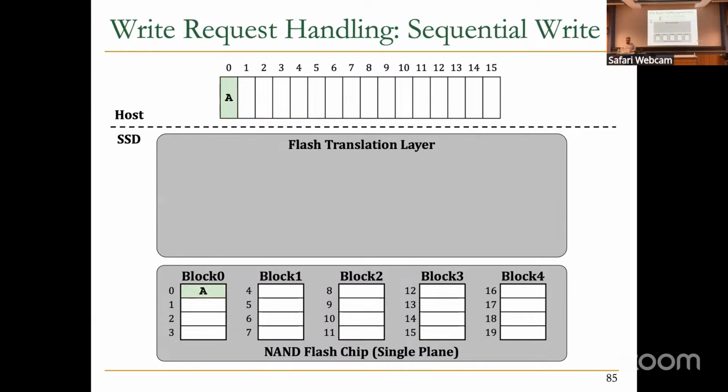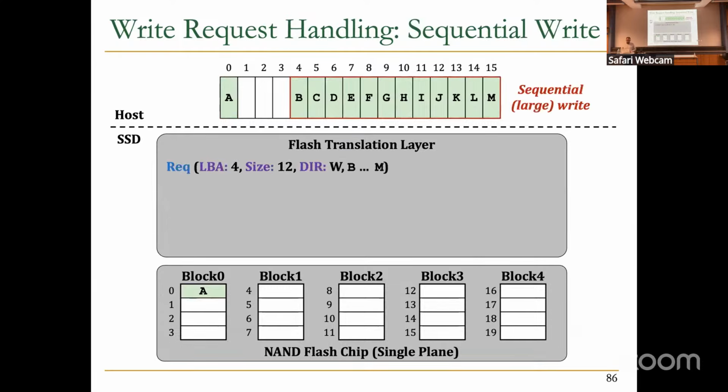They are equal. Later on, you get a bigger sequential large write that you want to write starting from logical block address 4, and the size is 12, like 12 sectors or 12 logical block addresses, and the data ranges from B to M. When you look at the SSD, you might think that, okay, this is logical block address 4, so I also have physical page address 4, so maybe I would just write from block 1 to block 3, right?